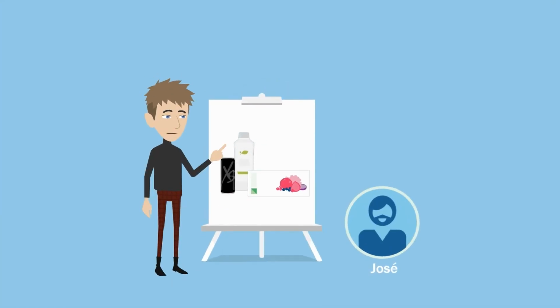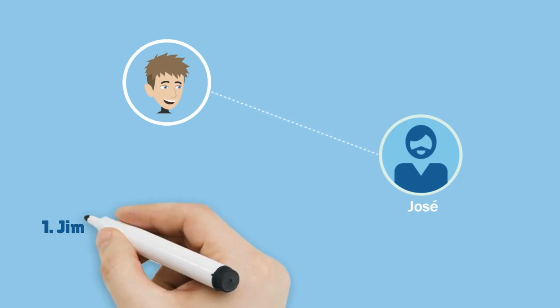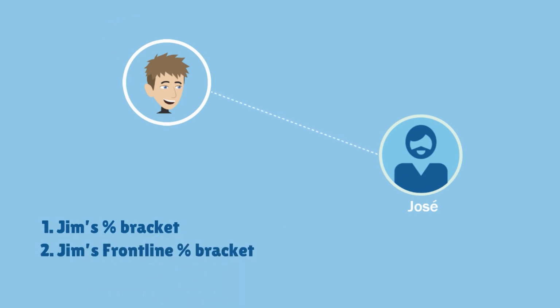Jim spends time teaching and coaching downline IBO Jose on how to sell product and talk with prospects. For that time, Jim may get rewarded with additional bonuses. It's important to note that Jim must generate at least 50 PV in qualified customer sales from selling products to be eligible for this bonus. Let's figure out how Jim earns a differential bonus. To do the math, look at three things: Jim's percentage bracket, Jim's frontline percentage bracket, and each frontline's group BV.